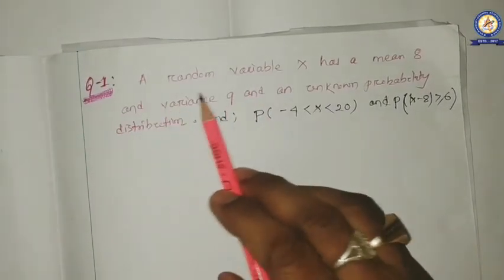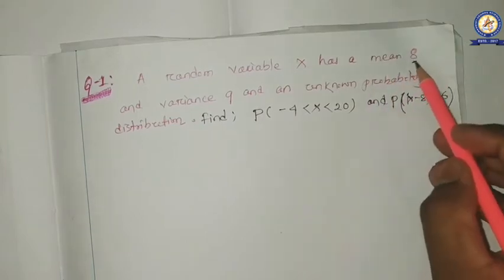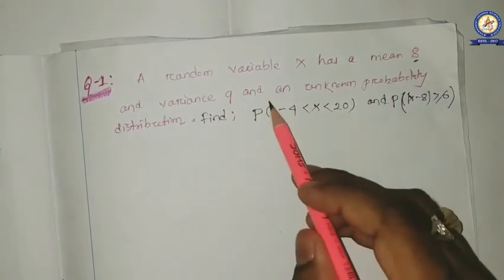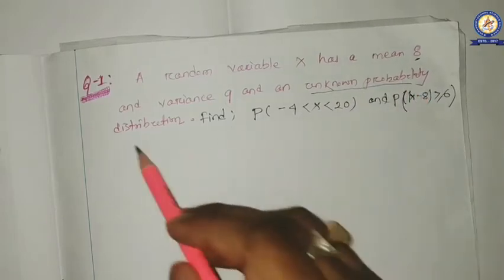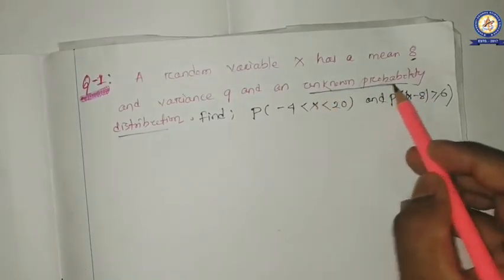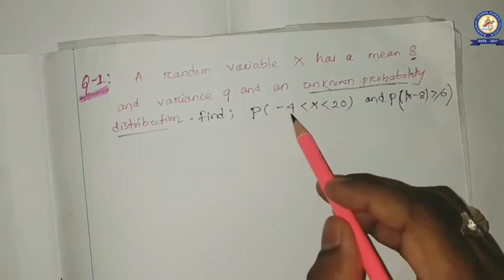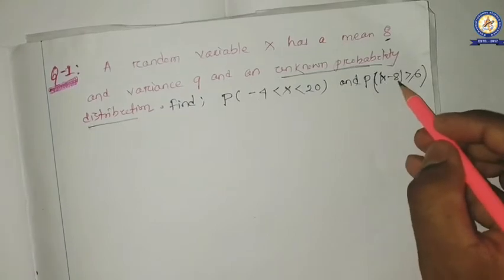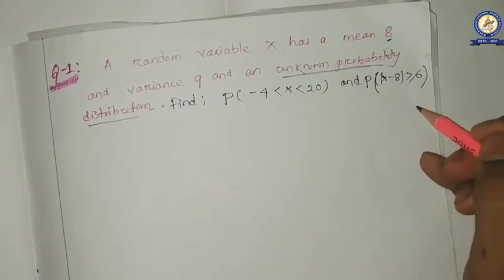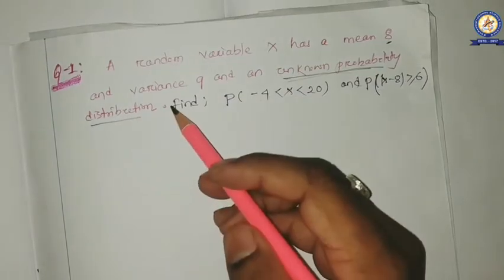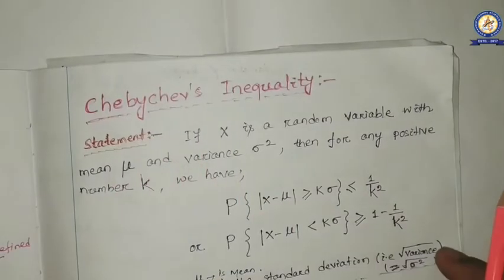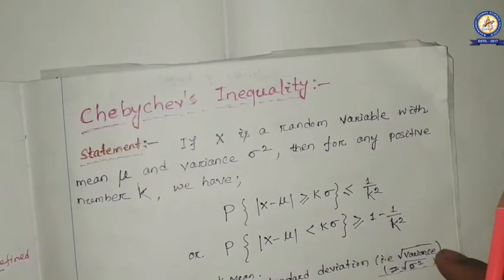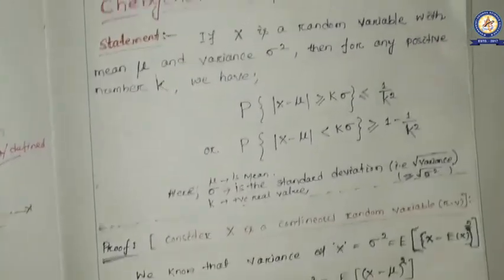This is one of the problems: the random variable x has mean 8 and variance 9, and an unknown probability distribution. Find the probability of x in between -4 to 20, and find the probability of mod x minus 8 greater than 6. So for an unknown probability distribution, we can estimate the probabilities by using this Chebyshev inequality or theorem. In this video, we are going to prove this theorem.